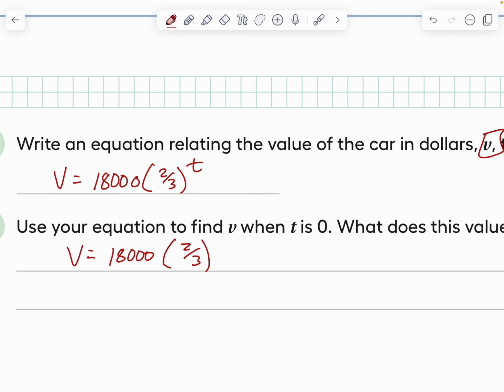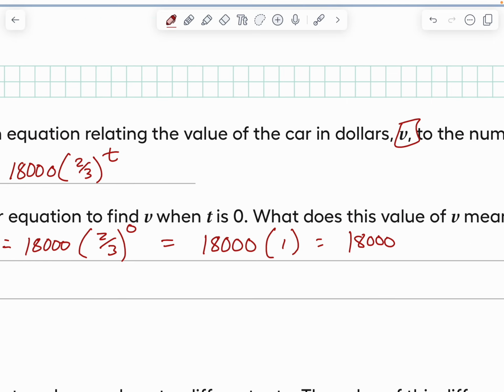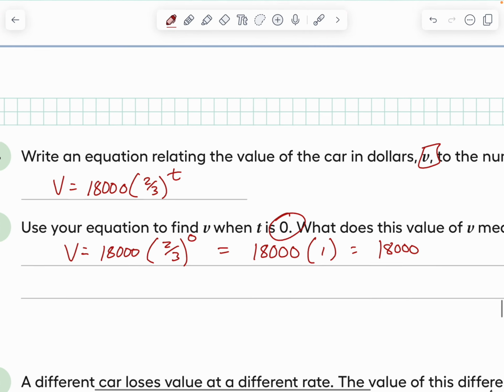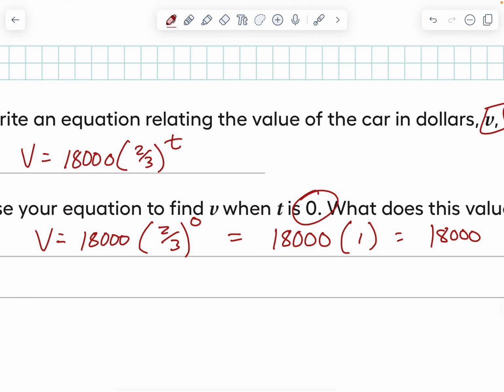What happens when you have 0 as an exponent? It's 1. I know you're going to say 0. It's not. So it'd just be 18,000, which makes sense because that would be when you first bought the car, right? So what does V mean in this situation? It is the value of the vehicle at new price.